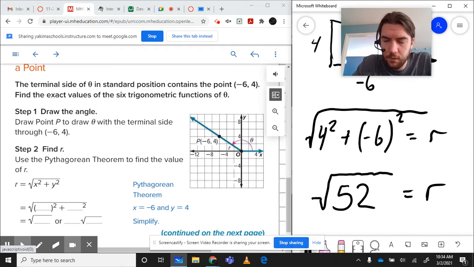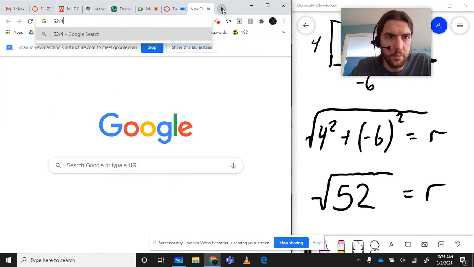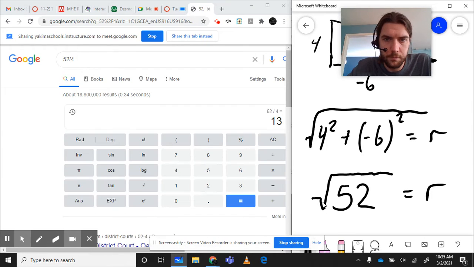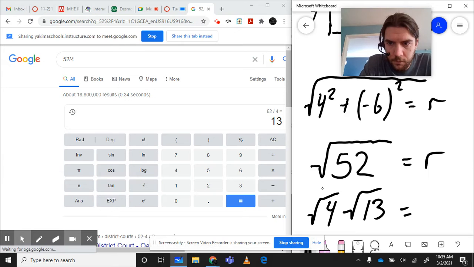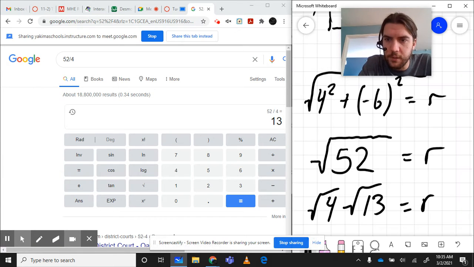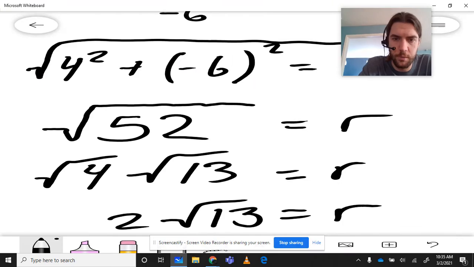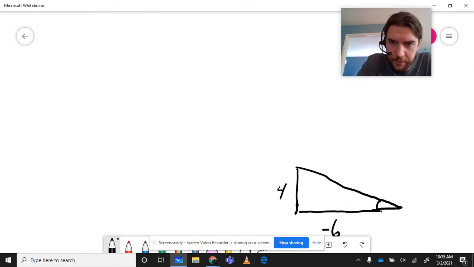52 probably divides by something. 13. Okay, so we can do square root of 4 times square root of 13, and we can call that distance 2 root 13. That's the final simplified version. Okay, so we should be able to go from there. So put that into our picture, 2 root 13.